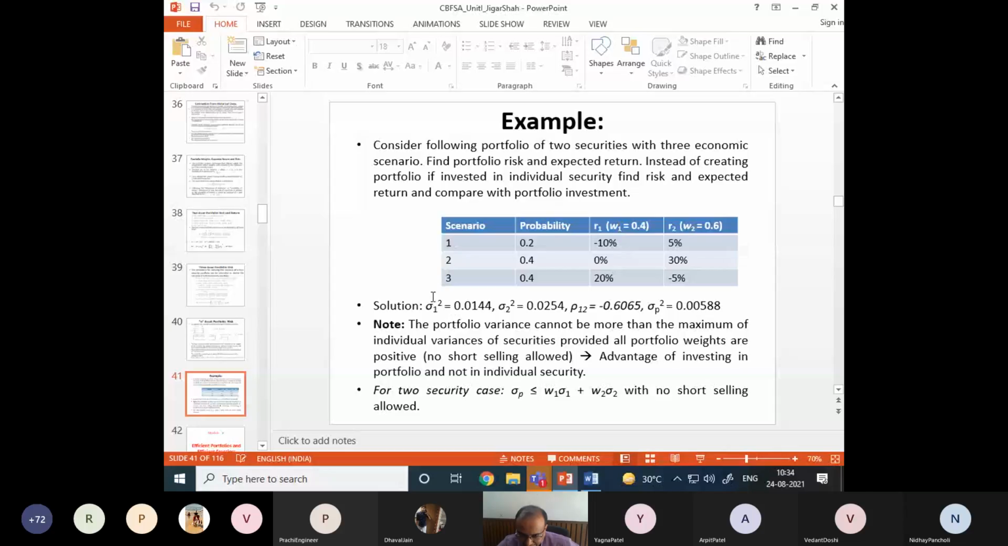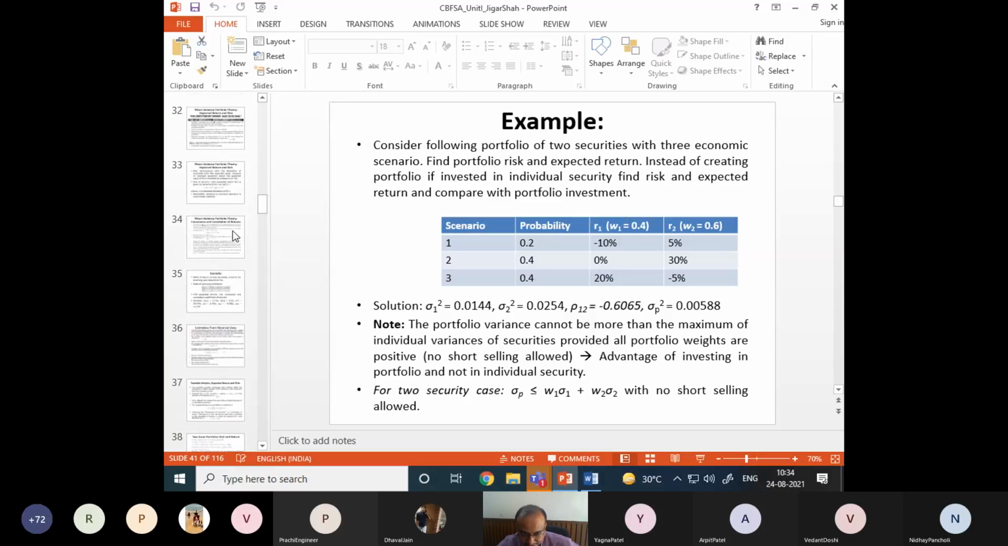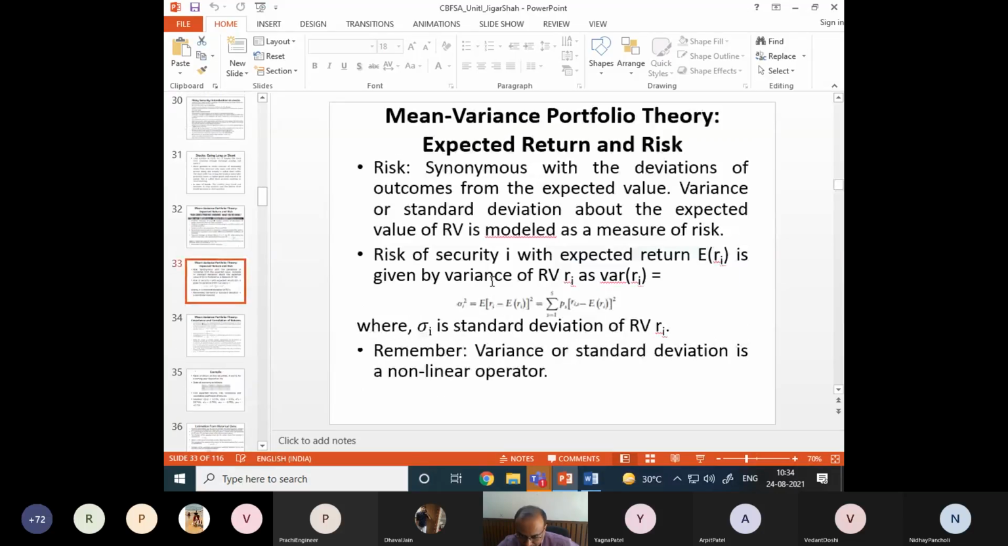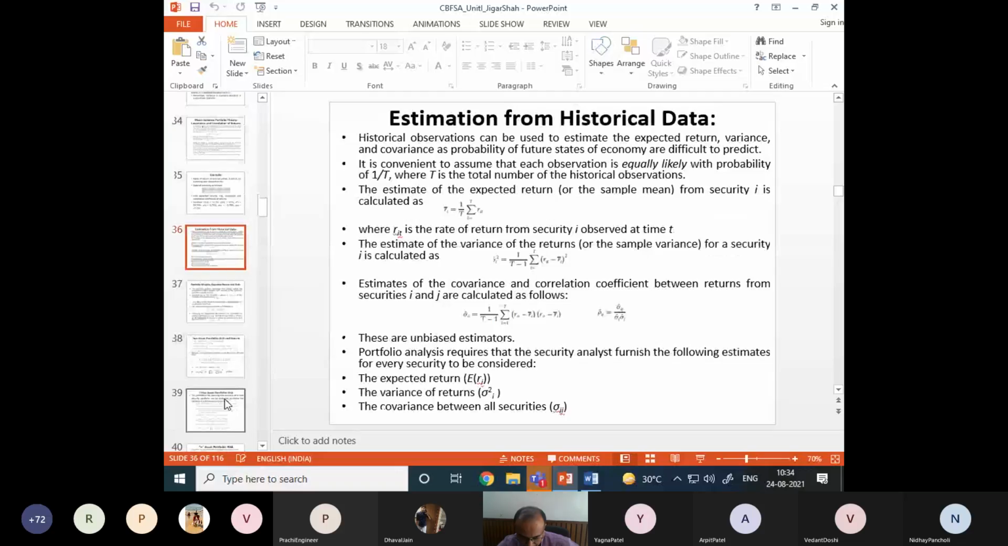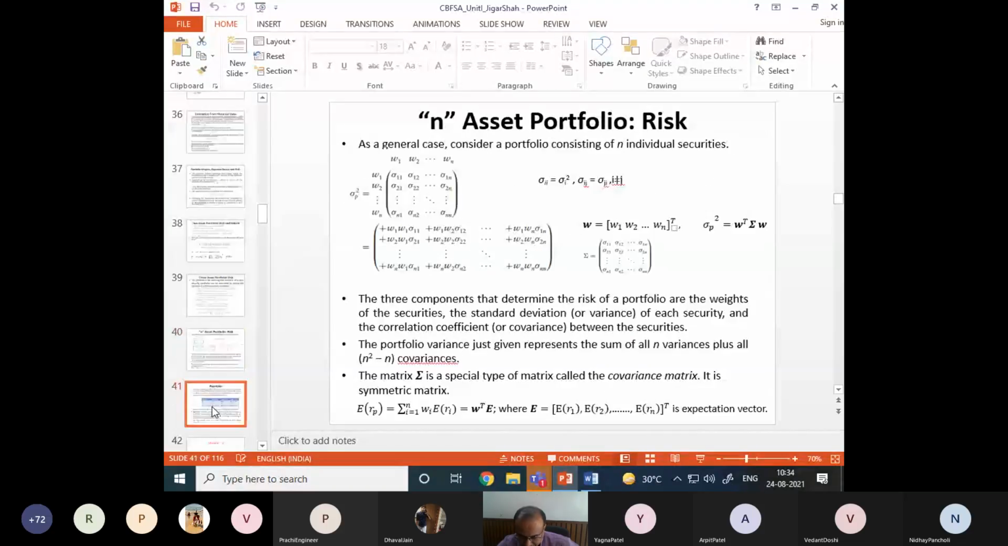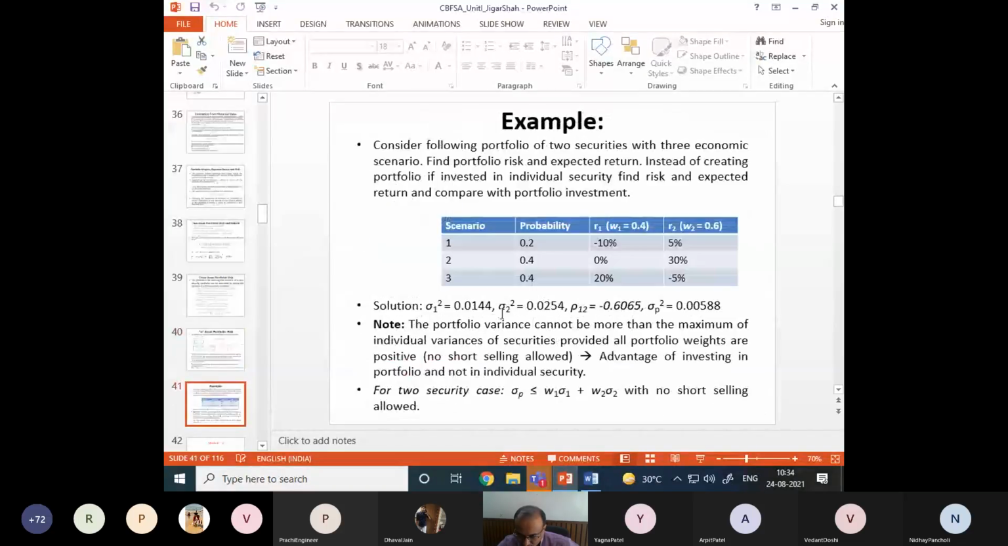Now we can find sigma 1 square and sigma 2 square of the individual securities by using this definition. Sigma i square is equal to sigma s equal to 1 to capital S, P s into R i s minus E of R i, whole square. Now E of R1 as well as E of R2 are known, so you can find sigma 1 square and sigma 2 square. Probabilities are given, and returns of individual securities under three scenarios are known. So from this formula, you find these quantities, sigma 1 square and sigma 2 square.